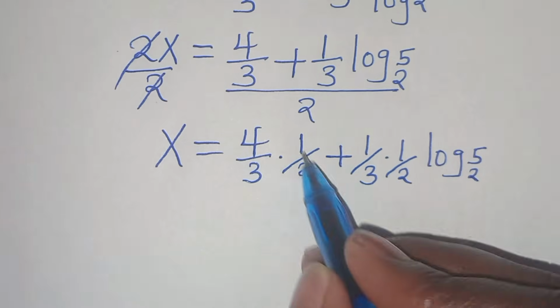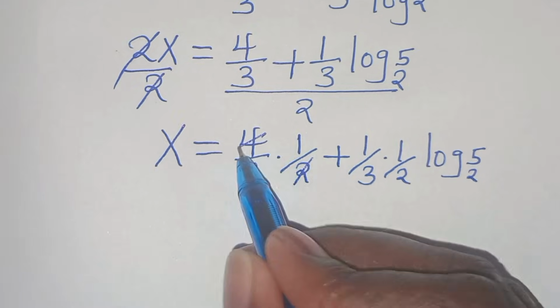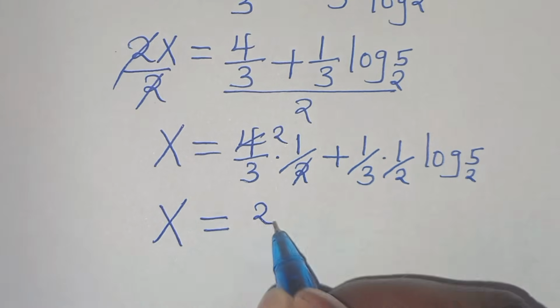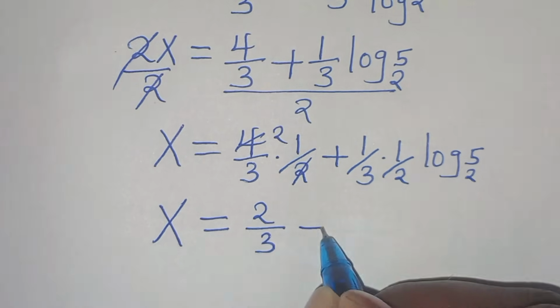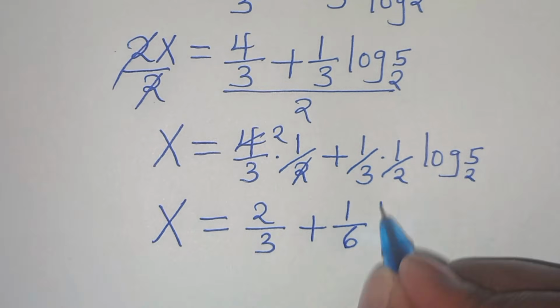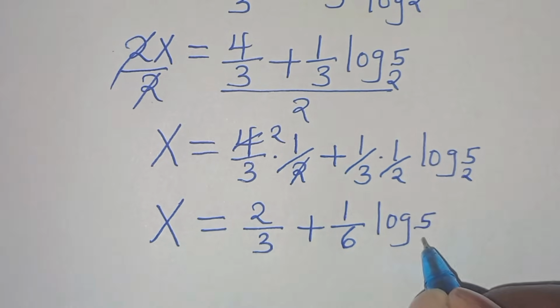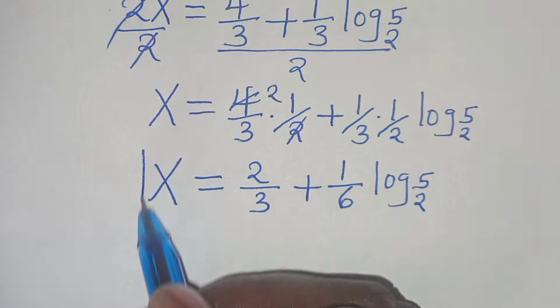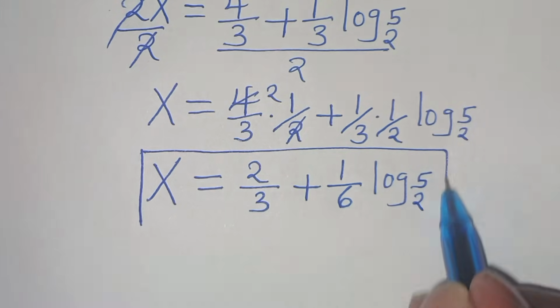So let's simplify here. 4 divided by 2, this is 2. So we have that x is equal to, this is 2 over 3 plus 1 over 3 times 2, which is 6, then log 5 to base 2. So we have, this is the value of x.